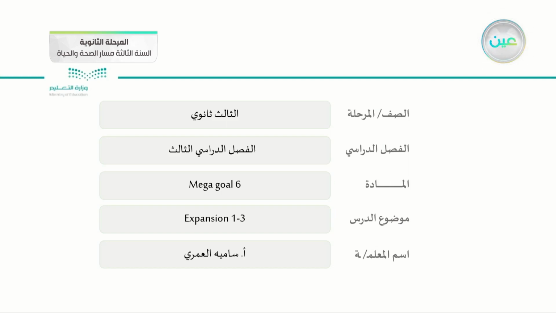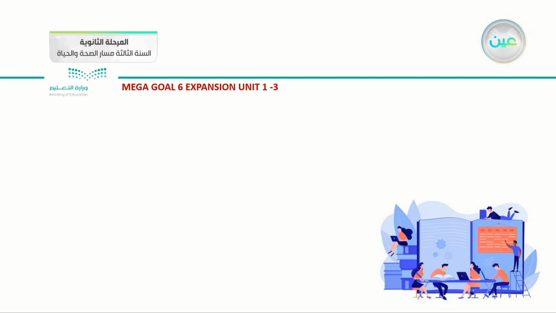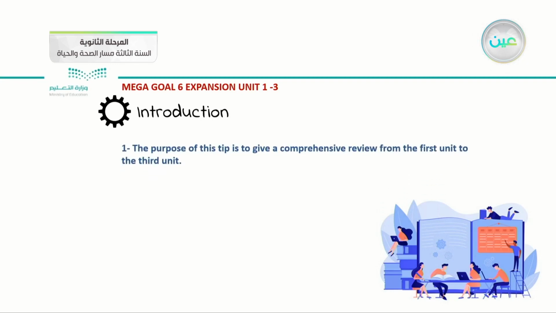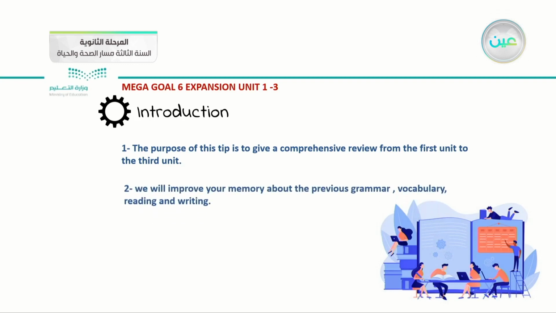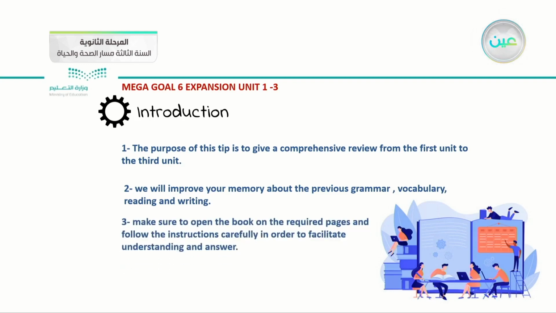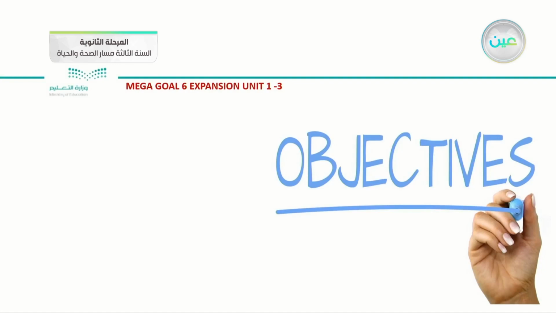Our lesson today is a complete review of the previous units, from Expansion 1 to 3. At first, we have some introduction we should follow before every lesson. Number one, the purpose of these tips is to give a comprehensive review from the first unit to the third unit. Number two, we will improve your memory about the previous grammar, vocabulary, reading, and writing. Number three, this is the important one: make sure to open the book on the required pages and follow the instructions carefully in order to facilitate understanding and answers.